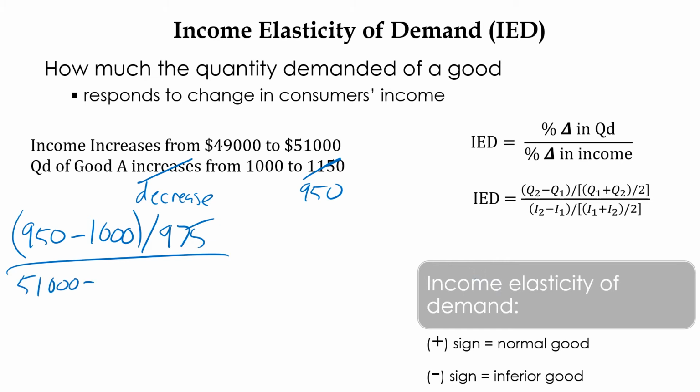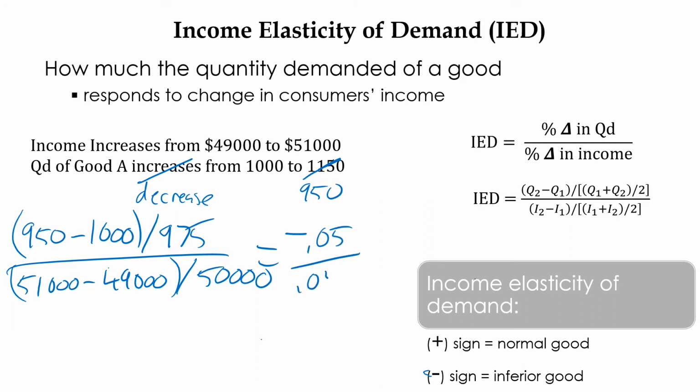Income hasn't changed in this equation. 49,000. And we'll divide that by the average, which is 50,000. And we will get something like negative 0.05 divided by 0.04. And if we do the math, we're going to get negative 1.25. Okay, so the correlation isn't as strong, but we got that negative number. That does mean that it's an inferior good.